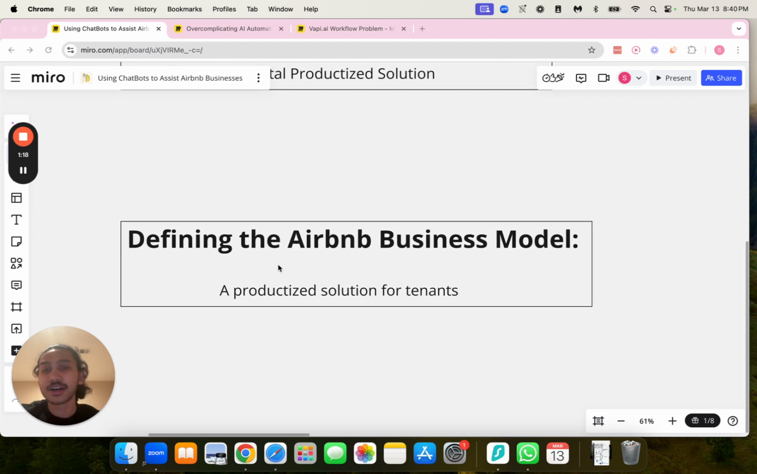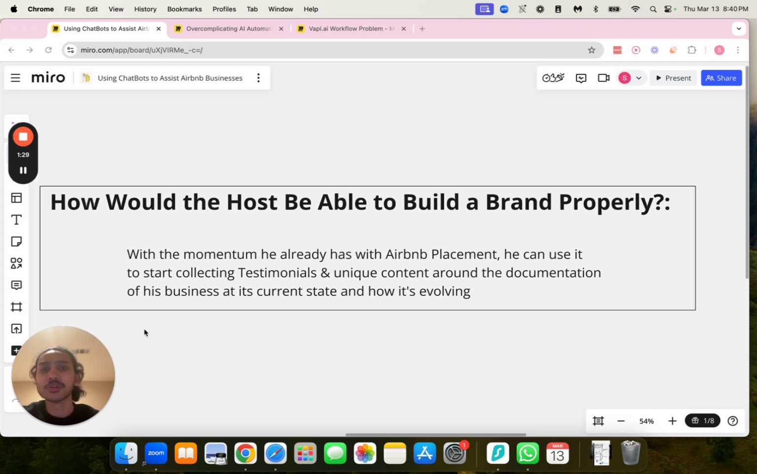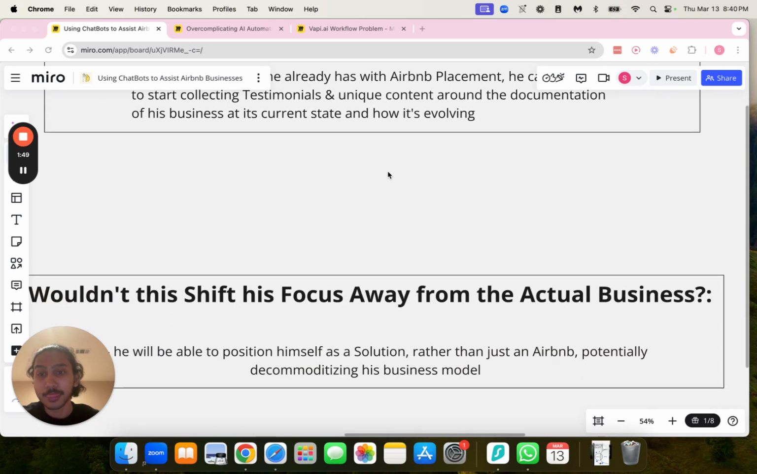And if we had to define the Airbnb business model, it's pretty much a productized solution for tenants. That's what it is. So how would the host be able to build a brand properly? With the momentum he already has with Airbnb placement, he can use it to start collecting testimonials and unique content around the documentation of his business at its current state and how it's evolving.